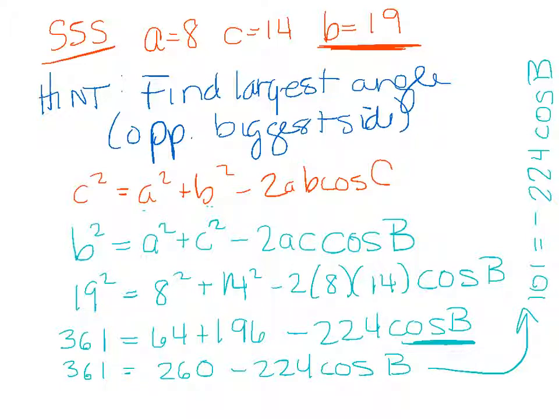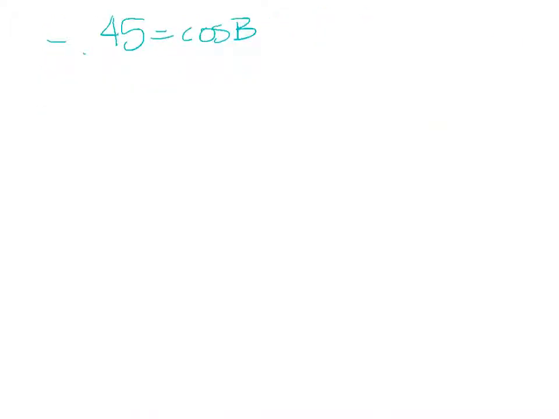I get negative 0.45 is equal to cosine of B. Okay, that's really interesting. For the cosine to be negative, you know I have to be in the second or third quadrant. Well, I'm obviously not going to be in the third quadrant. I'm going to be in the second quadrant. So I'm going to have an obtuse triangle here. Wow, that's why we started opposite the largest angle, because here's our obtuse angle right here.